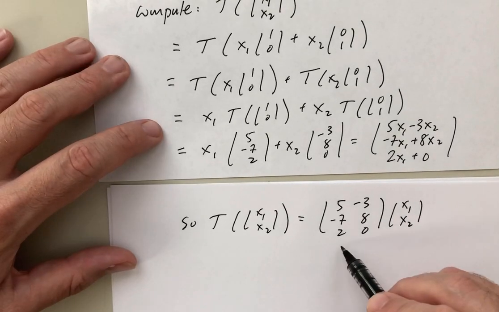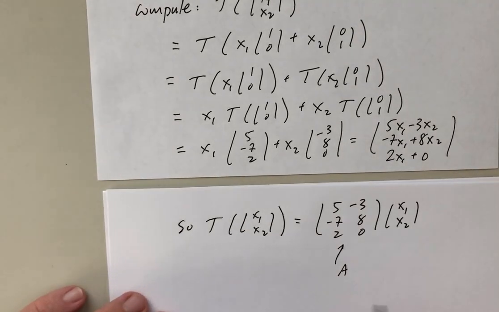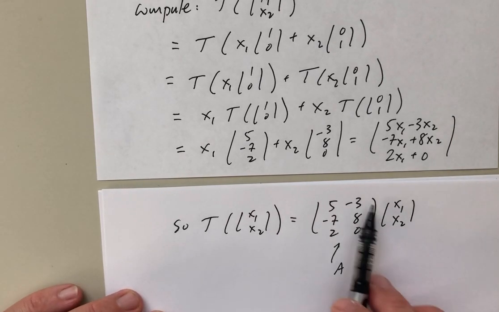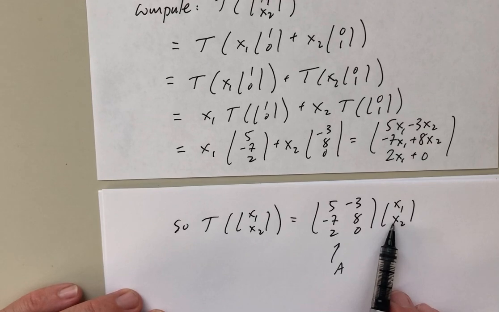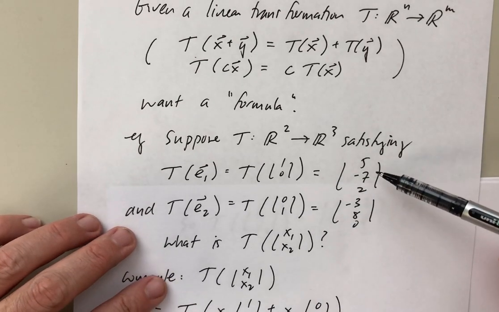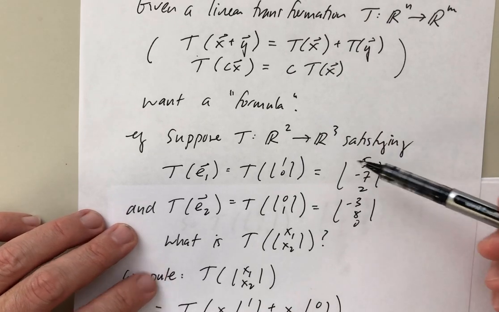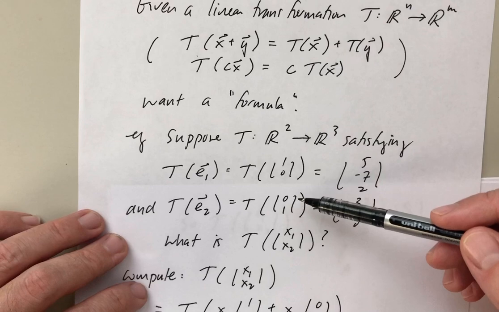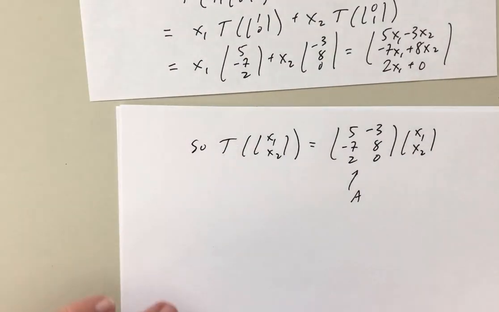Okay, and call this matrix maybe A. But the punchline is that the transformation applied to a vector is in fact matrix multiplication times that vector, where the matrix has columns given by what we knew about these two vectors here, the (1, 0) and the (0, 1). Okay, so what's the punchline?